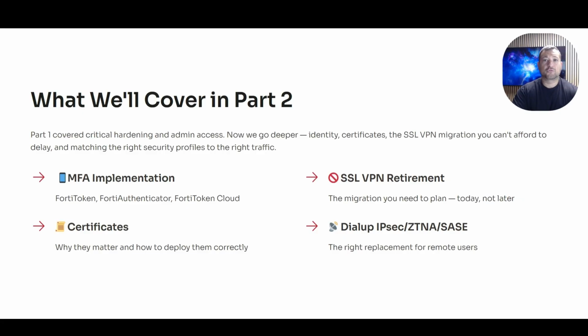So what are we going to cover in part 2? We're going to go over MFA, certificates, SSL VPN retirement, and our alternate options: dial-up VPN, ZTNA, and SASE.